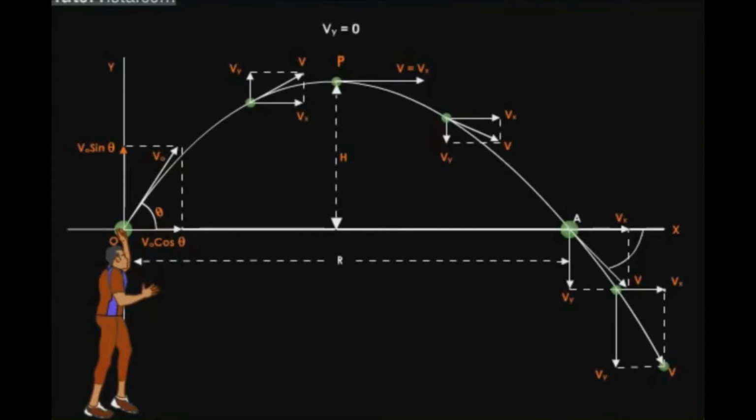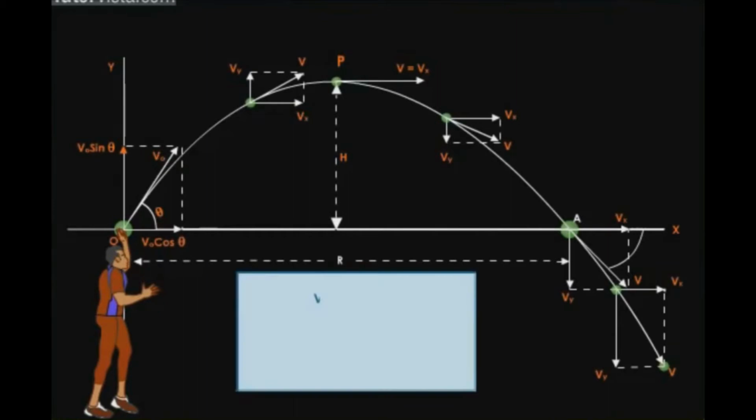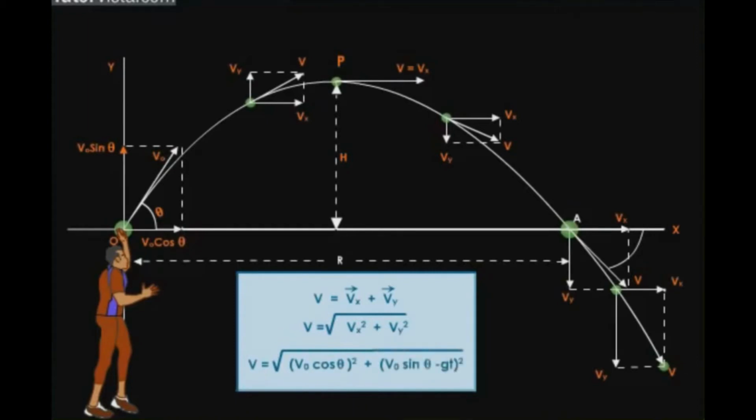Let us now find out the resultant velocity of the projectile at any instant. The resultant velocity v is equal to vector vx plus vector vy. By the parallelogram law of vectors, v is equal to the square root of vx squared plus vy squared. V is equal to the square root of (v sub 0 cos theta) whole squared plus (v sub 0 sin theta minus gt) whole squared.